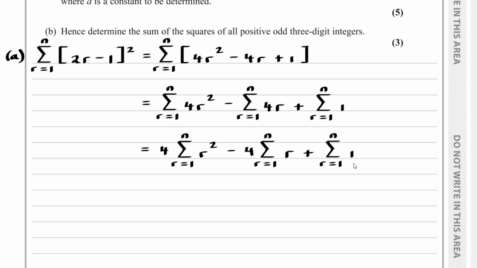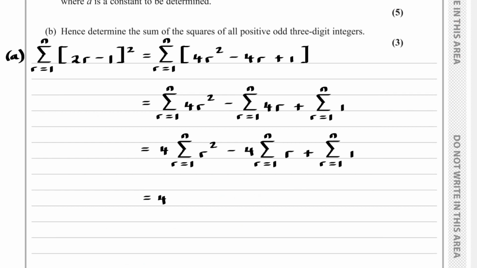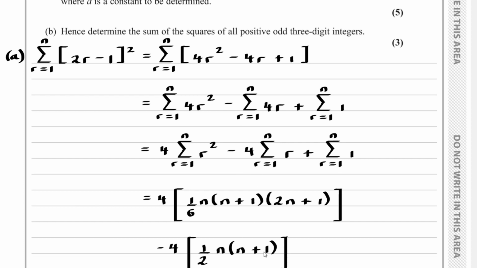So if we work all this out, we are required to use the summation formula. The sum of the r squared is 1/6 n multiplied by (n plus 1) multiplied by (2n plus 1). So I have 4 multiplied by 1/6 n times (n plus 1) times (2n plus 1), and then I subtract 4 multiplied by the sum of the r's, which is given by 1/2 n times (n plus 1), and then I add on n, which is the same as the sum from r equals 1 to n of 1.